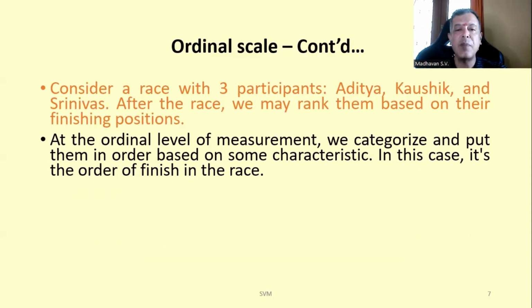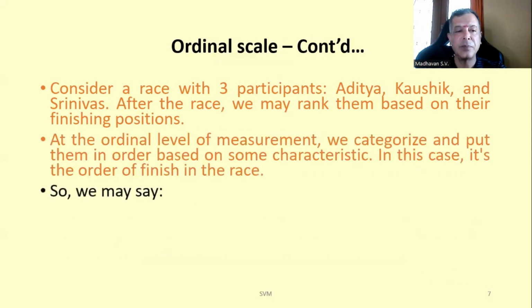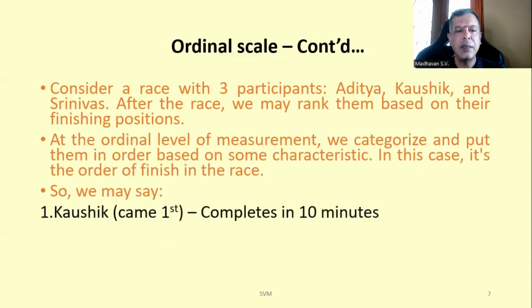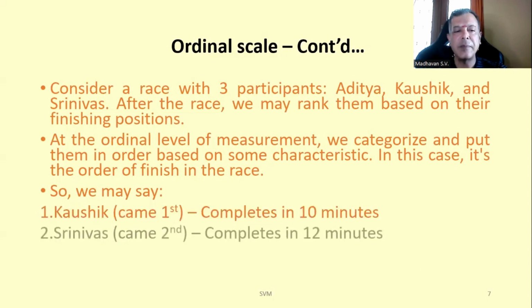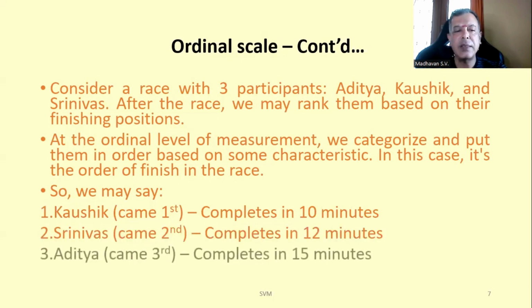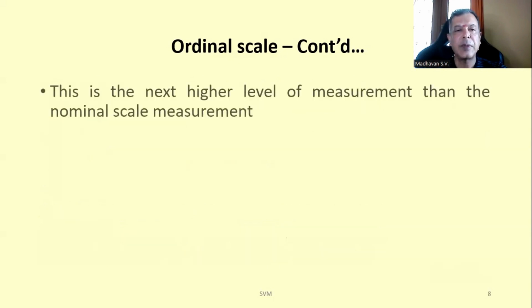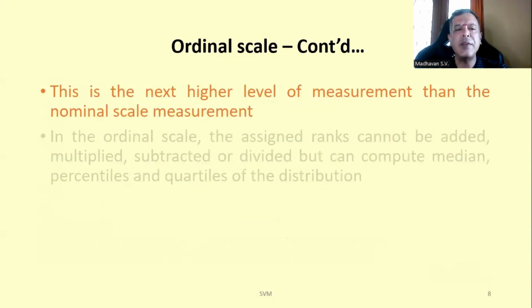So at the ordinal level of measurement, we categorize and put them in order based on some characteristic. In this case, it is the order of finish in the race. So we may say that Kaushik came first because he completed the race in 10 minutes. Srinivas came second because he completed it in 12 minutes. And Aditya came third. He completed it in 15 minutes. So this is after nominal. This is the next higher level, we can say.